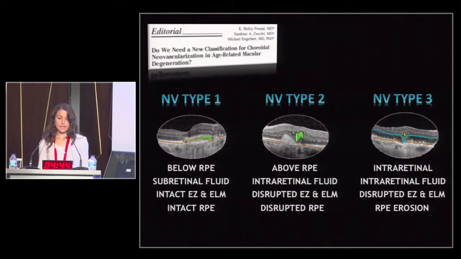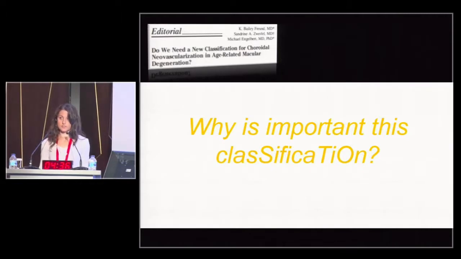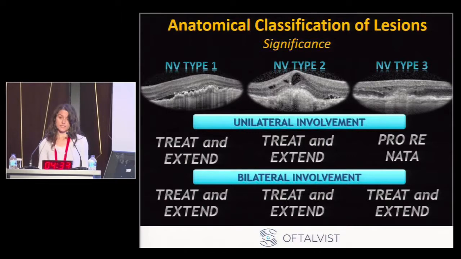So in summary, we have type 1 lesions below the RPE, type 2 lesions above the RPE, and type 3 lesions intraretinal. But why is this classification important? Well, depending on the type of lesion, in Spain we use a different treatment. We use a pro re nata treatment when we have unilateral type 3 lesions, and we normally use for type 1 and type 2 more a treat and extend protocol. And if we have bilateral involvement, sometimes it's easier to use a treat and extend, although fixed bimonthly injections are also useful.